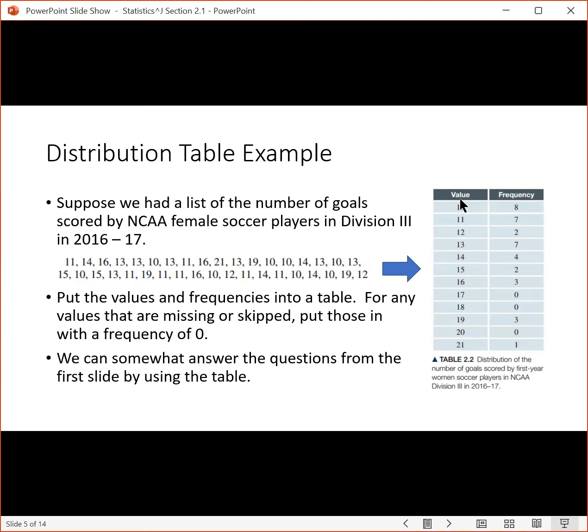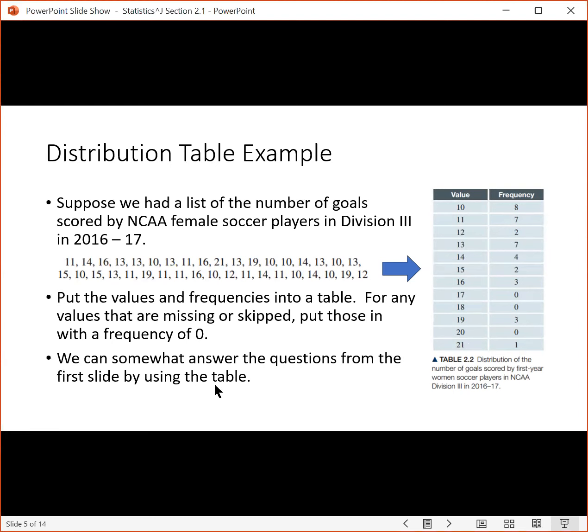Okay, and then once you've gone through and you've got the values in there, then we want to put the frequencies next. So we've got 10. We want to count up how many 10s are there. So we've got 1, 2, 3, 4, 5, 6, 7, and I skipped that one, 8. All right, so we've got 8. And then you want to go through, count the 11s, and you should get 7, 12s, and you should get 2, okay, and so on. So that's how you go through and create a distribution table.